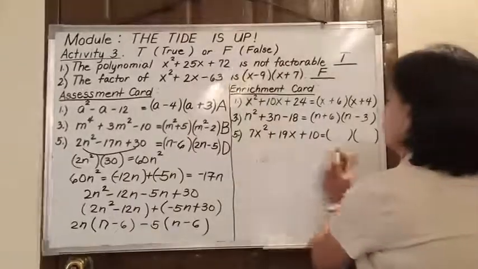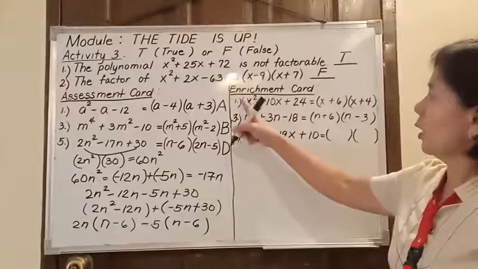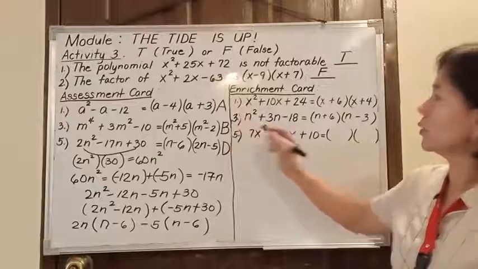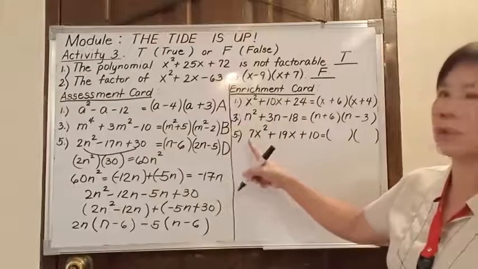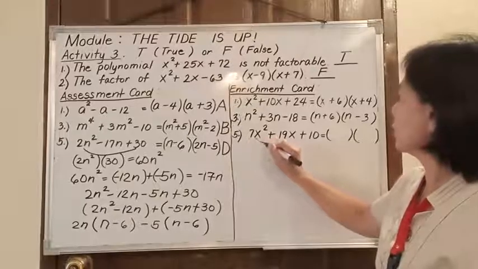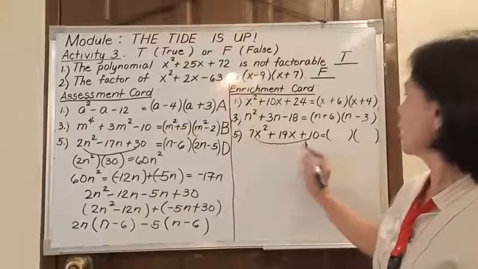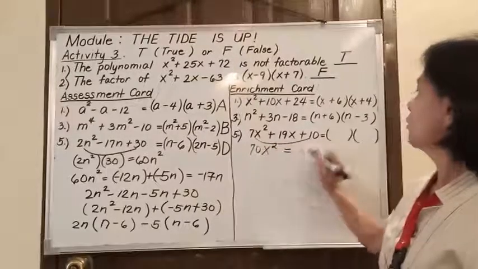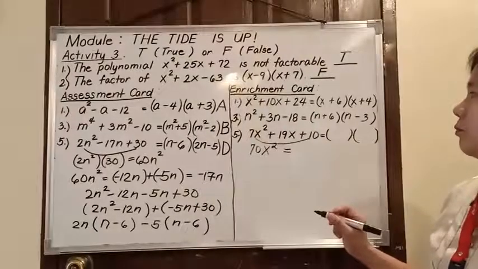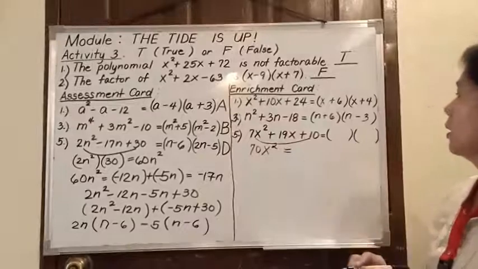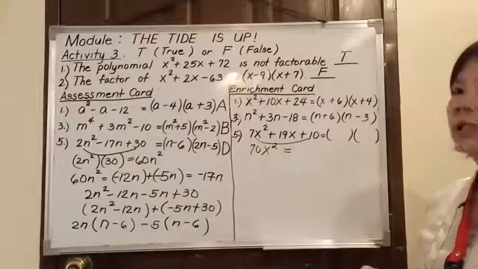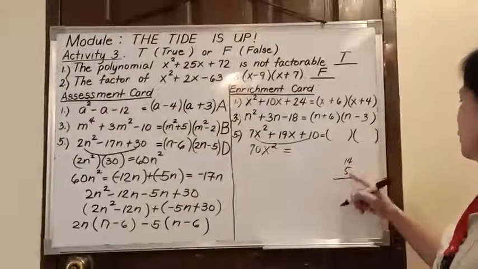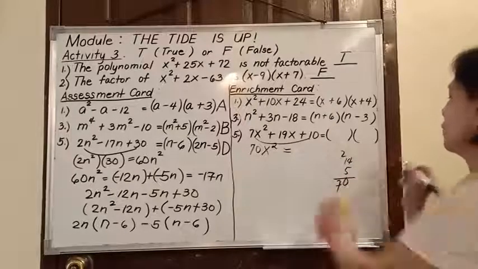Next, number 5. Again, 1 and 3. Case 1, numerical of the first term is 1, pero number 5 natin greater than 1, that is 7. So, multiply natin ito, magiging 7x squared times 10 is 70x squared. Factors of 70x squared. Kailangan makuha natin 19x. Try natin yung 14 and 5. 14 times 5 is 70. Okay. 14 and 5.